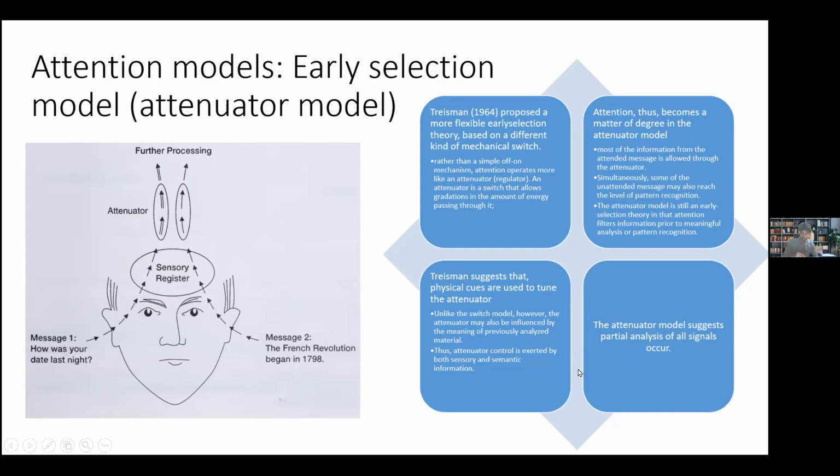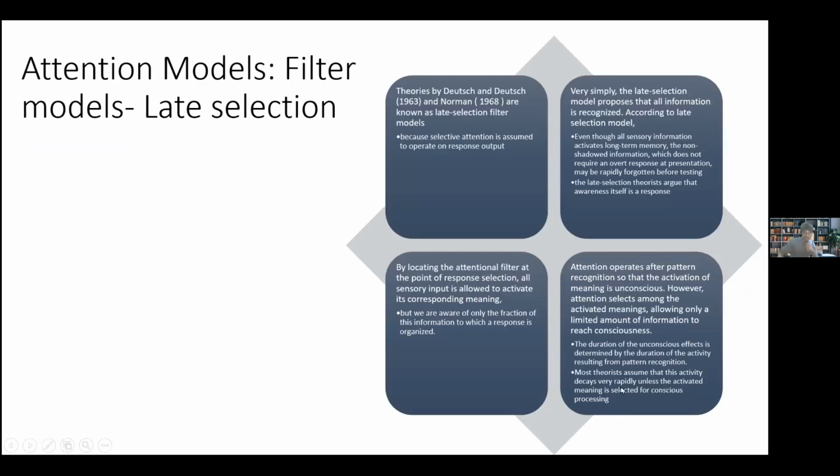So this is where another theory came in, because the attenuator model says partial analysis of all signals occurs. So some people said, why not complete analysis, right? That is where the late model comes in. The late model says we have a tendency to process everything, but we only respond to one thing at a time. Okay, so this was given by Deutsch, and Norman also gave this particular late model later.